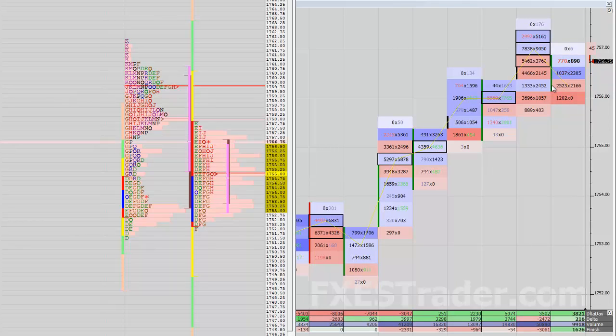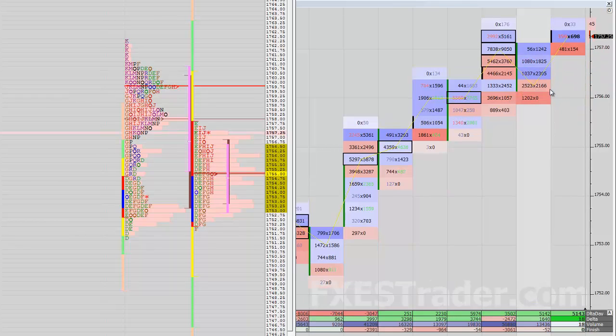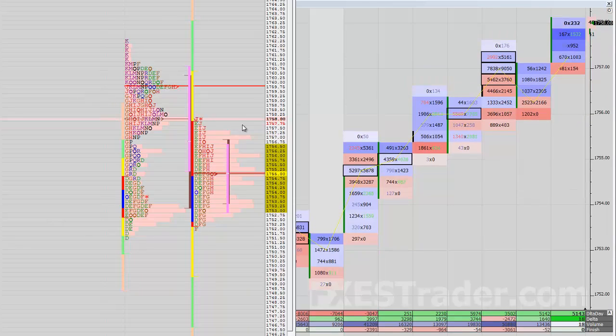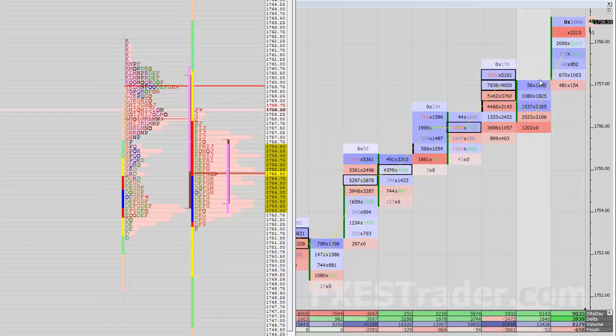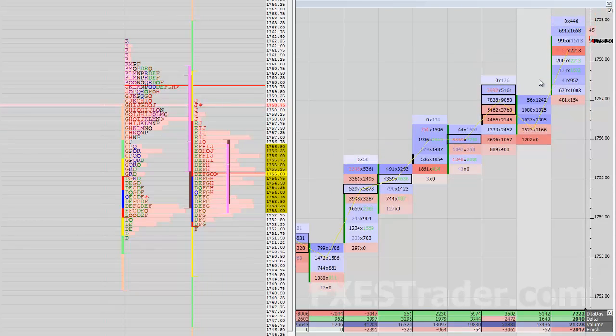Took a majority of it off at 56, and then came back and got stopped out at 57.25. We continue to move higher. Double TPOs at the high. Okay, so you can see how we're forming out in the profile and getting right under it.